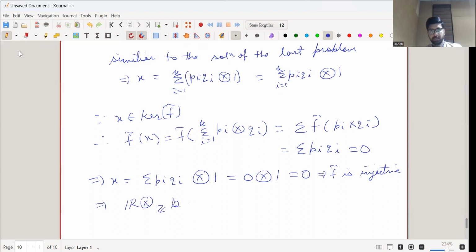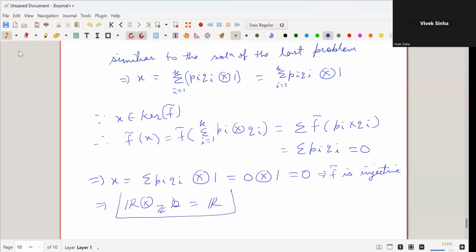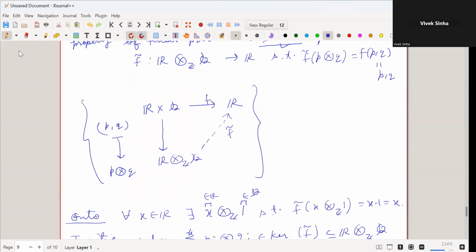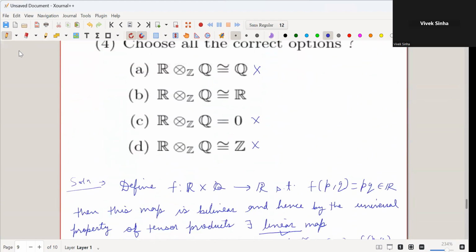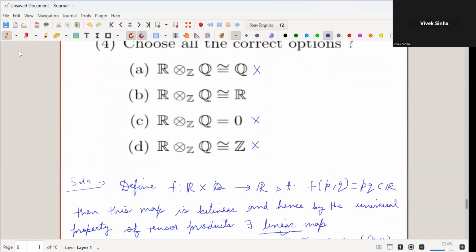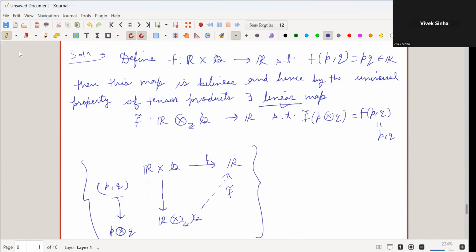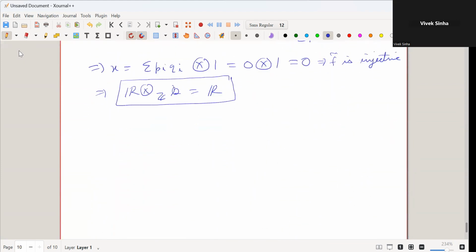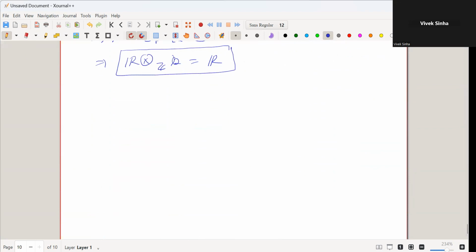and you got R tensor with Q over Z is the same as R. Okay. The same thing we are doing for injectivity, nothing else. So this option B is correct. Although we have already discarded the other three options, we need to see that whatever we are doing is correct. So yeah.